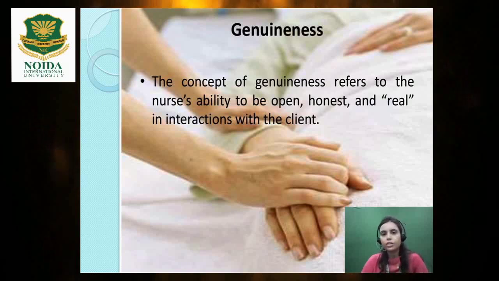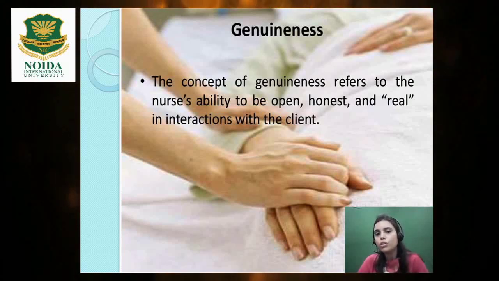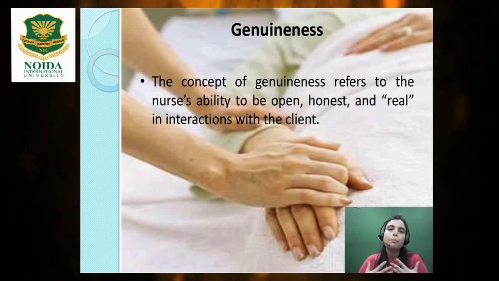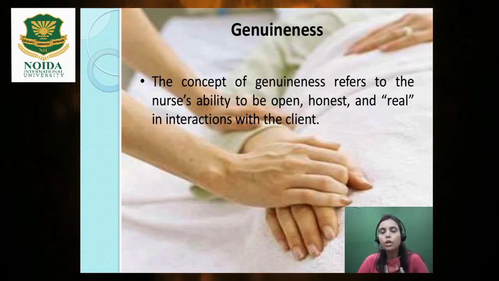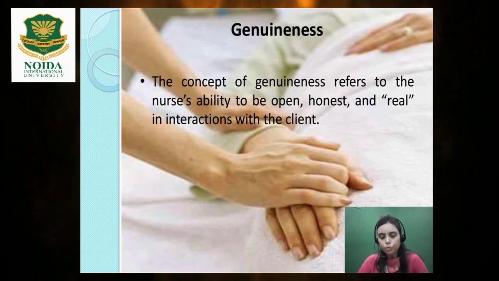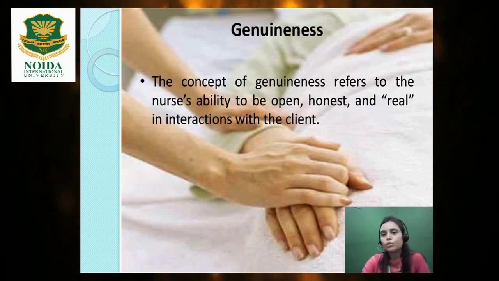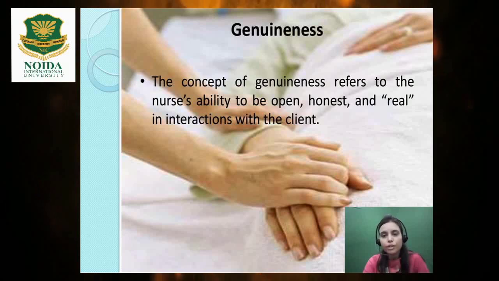The next is genuineness. It is a basic characteristic, a basic quality which every nurse should have. Genuineness denotes reality and honesty. It is an ability to be open, non-judgmental, honest, and real while we are interacting with the client or patient. The nurse has to be open, honest, real, and non-discriminative. This is a basic component of the nurse-patient relationship.